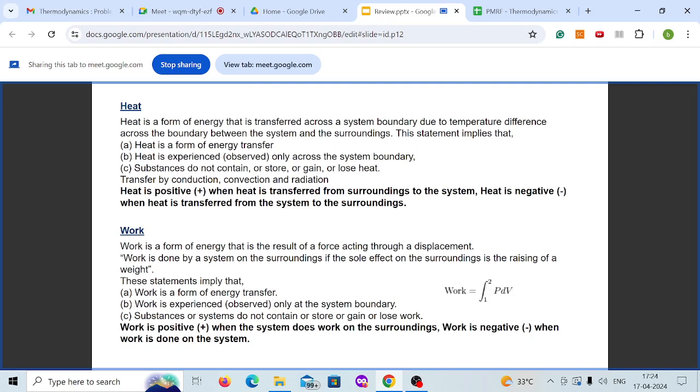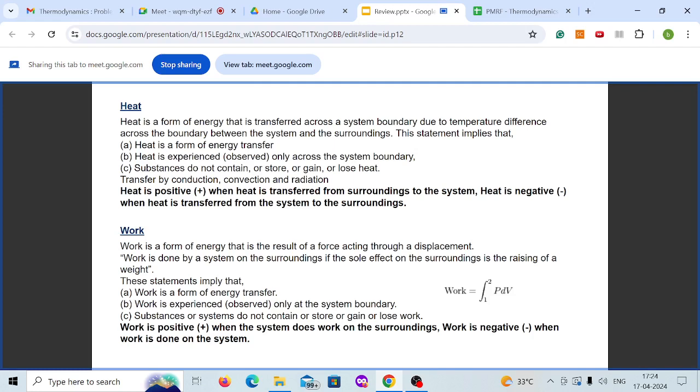So if you see, work is again energy transfer, and work is experienced only at the system boundary, and they also don't store or gain or lose work. So if you see, work is opposite of this heat. So in terms of how we consider positive and negative, here the work is positive when we receive it from the system.